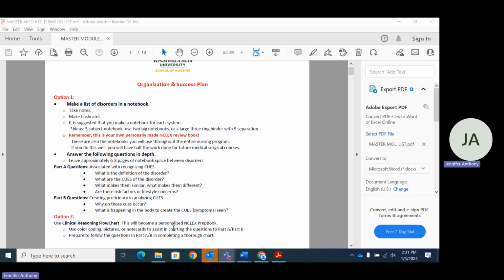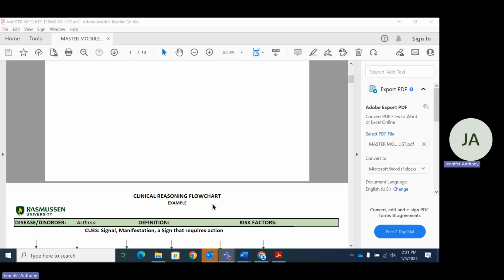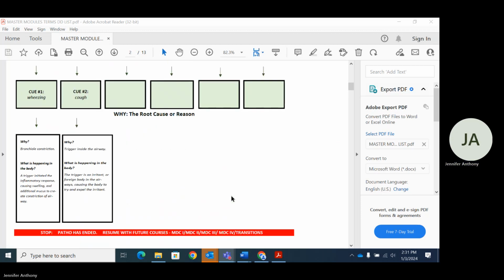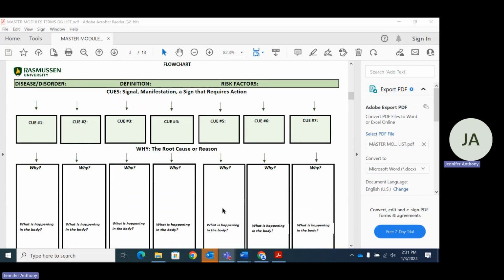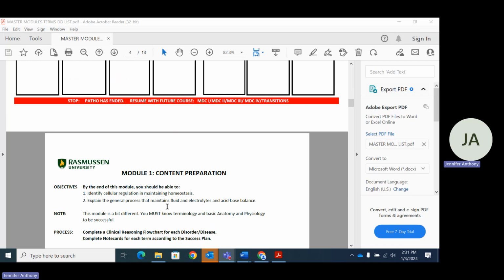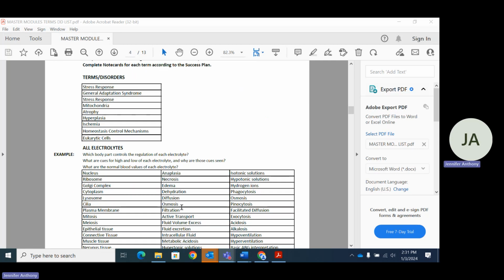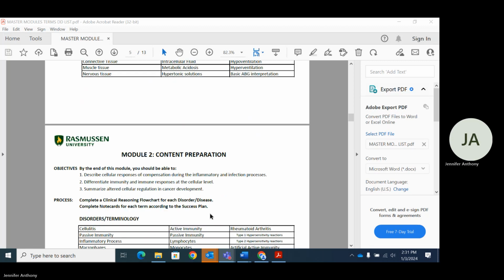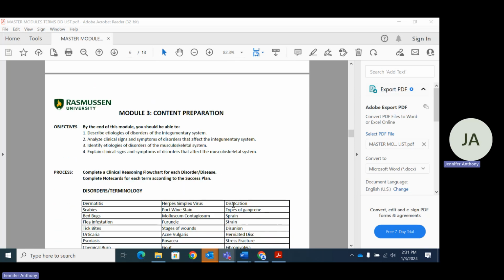Now, the other option is that they do use the clinical reasoning flowchart. So it is attached right here with the simple example with the asthma, where it says patho has ended. But then this is what they would do as they progress. Module 1 content. Here are all the terms and disorders that they need to know. And here are all the terms and disorders they need to know. Module 2, all the way down through. I have every module already finished.